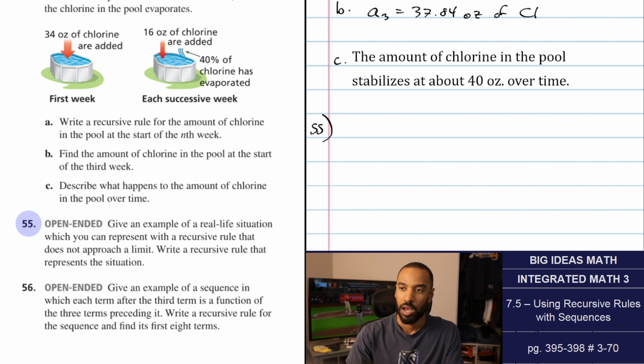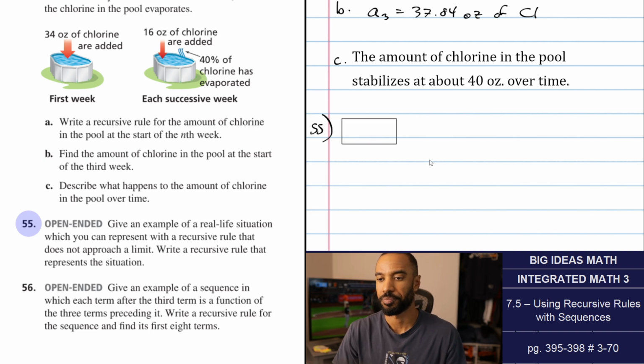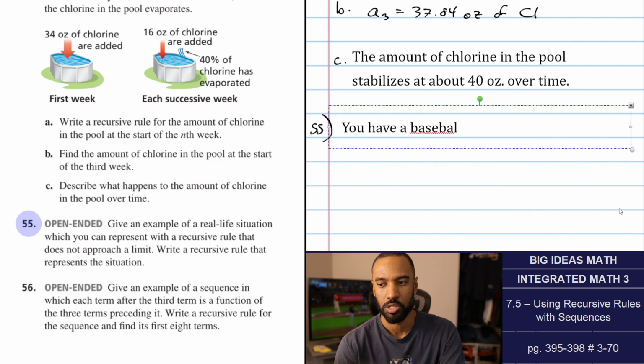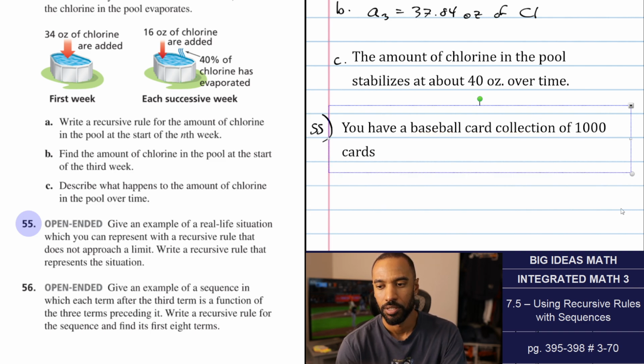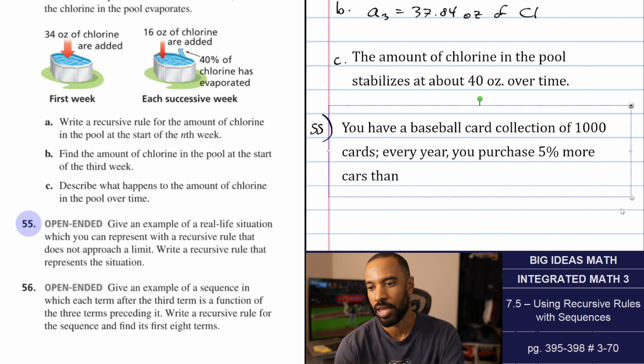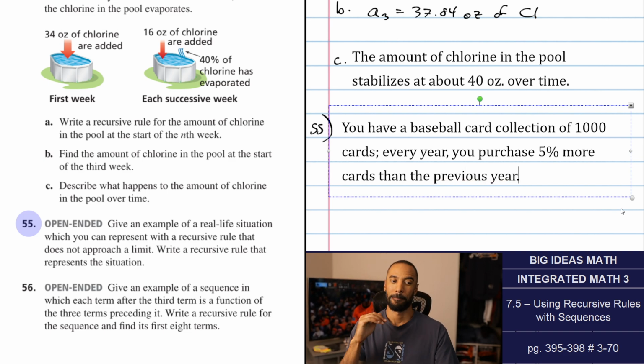Just baseball's on. You have a baseball card collection of 1,000 cards. Every year, you purchase 5% more cards than the previous year. Now, why is this not a recursive rule?